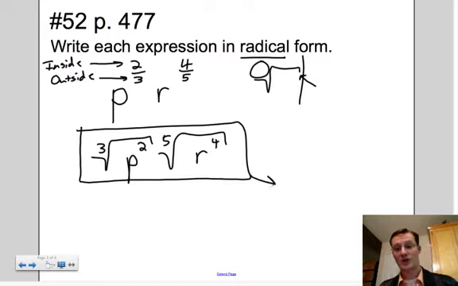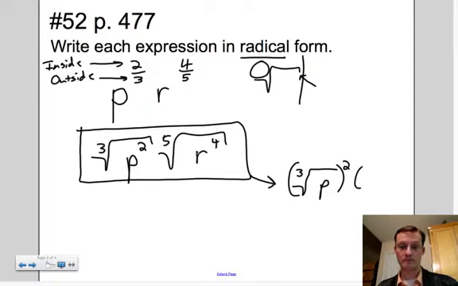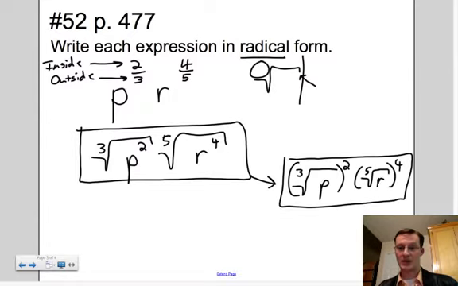Now just so you know, I do the stupid version, the inside-outside. You may not like that. There is another possible way to write that, and that would be the cube root of P. Of course, this would be the 5th root of R to the 4th. This is the 3rd root or cube root of P squared. You can also write it this way. And so this is also a potential answer. But I'm just going to stick with the inside-outside.